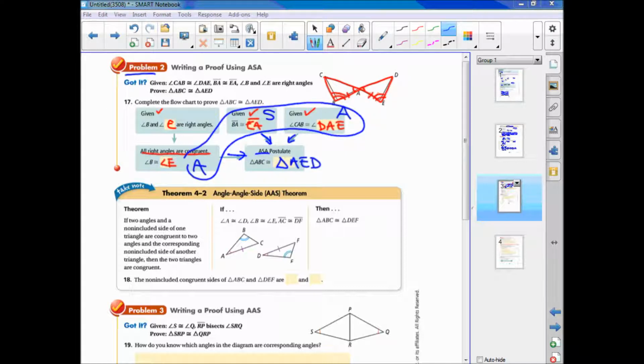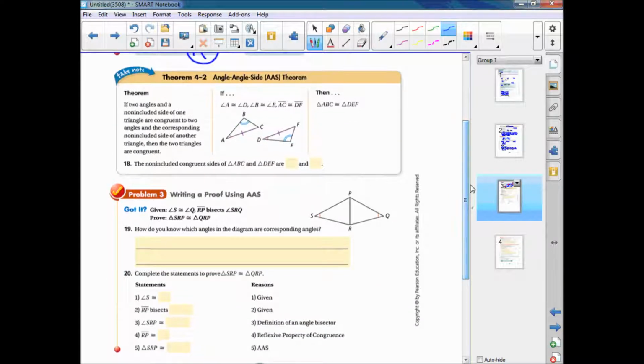All right. Now our last theorem for today, and this one's a theorem because we'll have to prove it. So the angle angle side theorem says if two angles and a non-included side of one triangle are congruent to two angles and the corresponding non-included side of another triangle, then the two triangles are congruent. Now that corresponding non-included side is important.